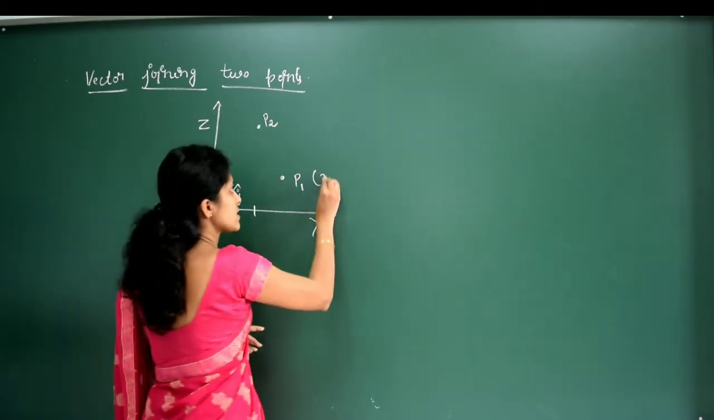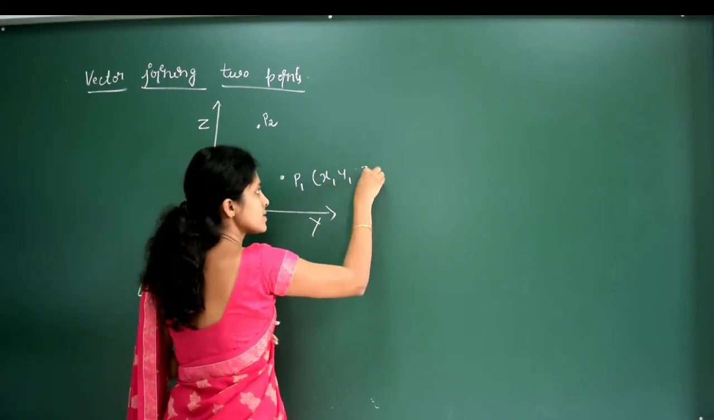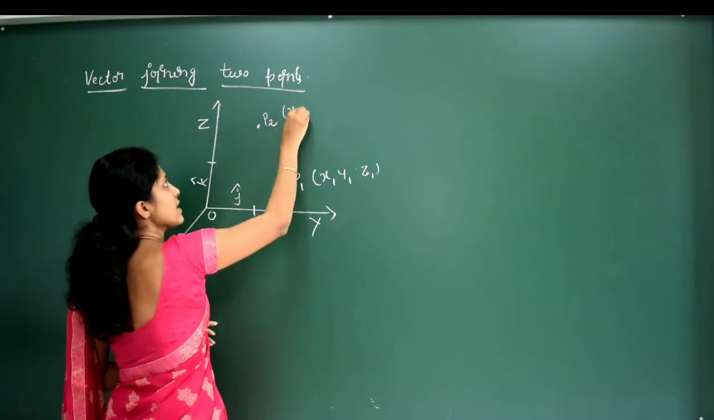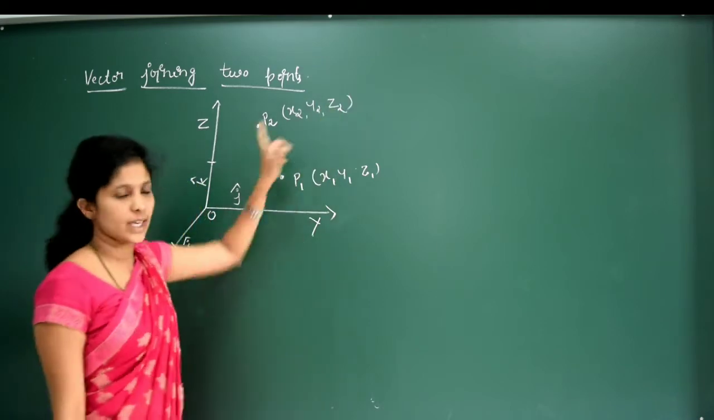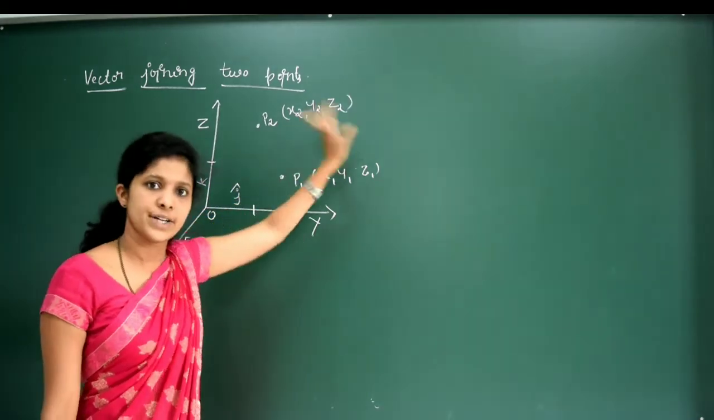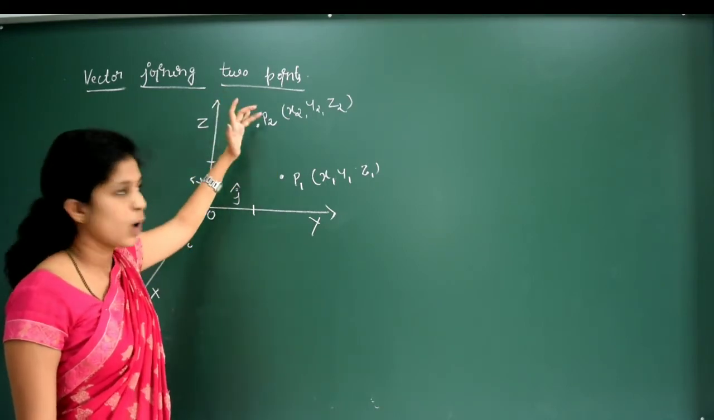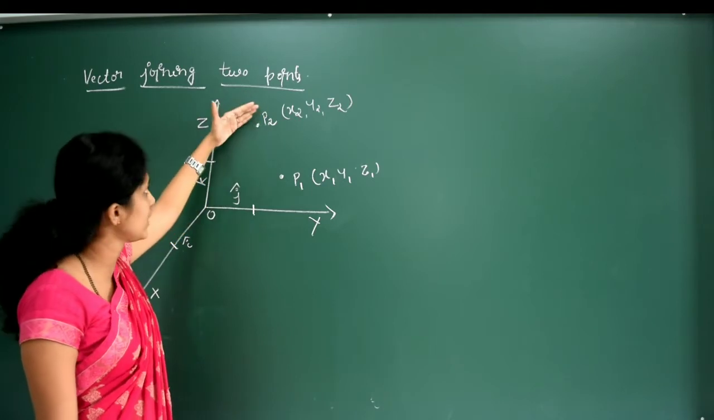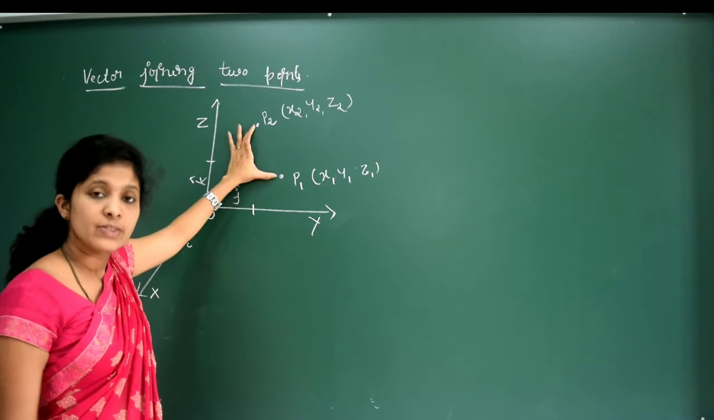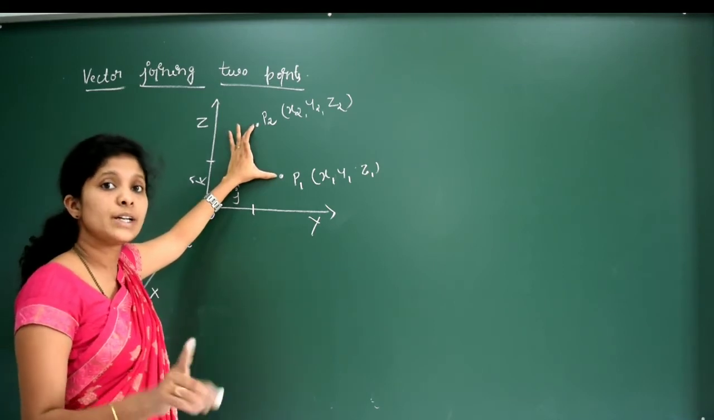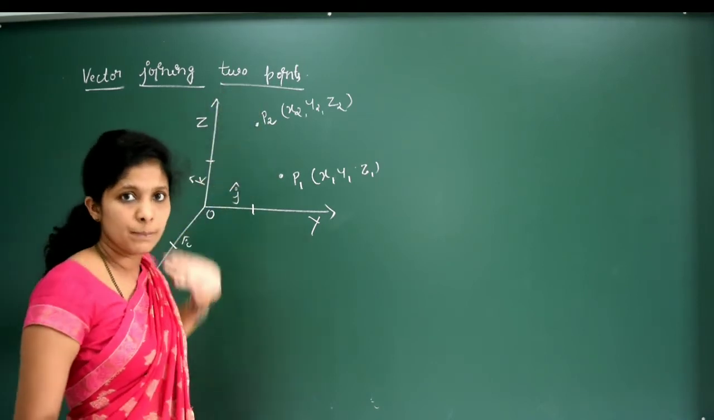With the coordinates, we will consider this as x1, y1 and z1, and here we will consider this as x2, y2 and z2. Along the x-axis x2, y-axis y2 and z-axis z2. Now we have to find this vector P1P2, or we can find the P2P1 vector. If you find the P1P2 vector, then the magnitude will be the same, but it differs in direction, right? P1P2 or P2P1 vector.